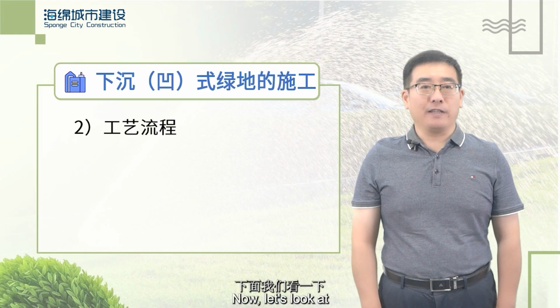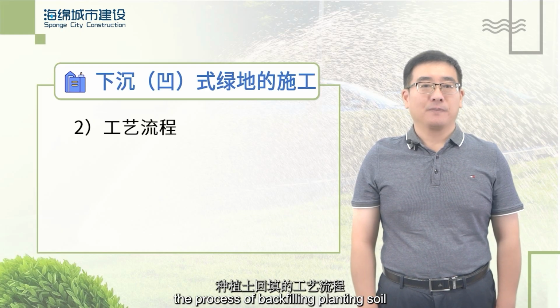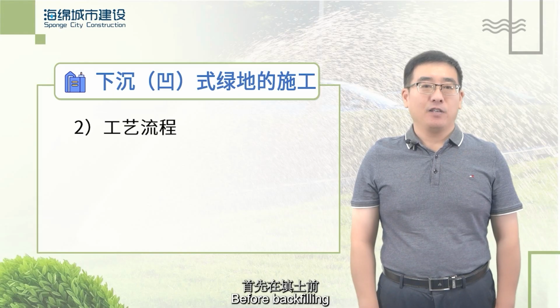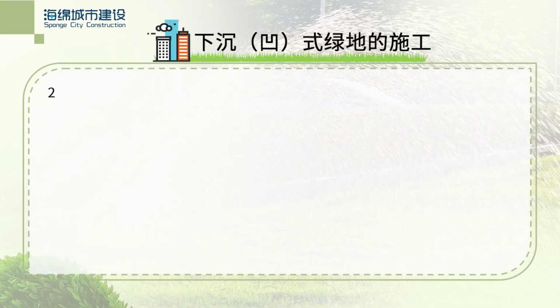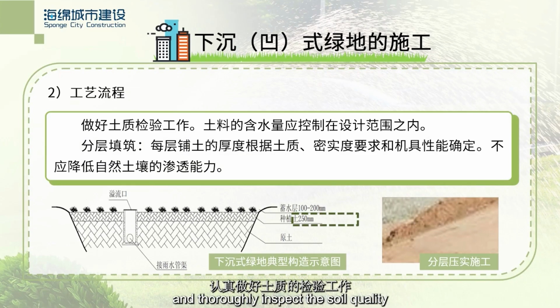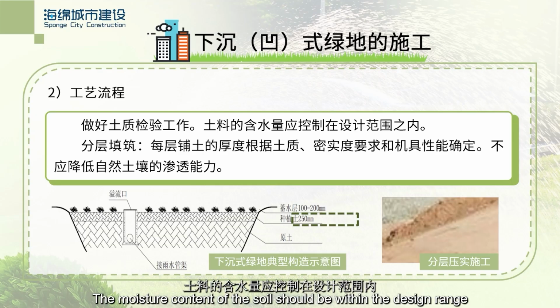Now, let's look at the process of backfilling planting soil. Before backfilling, remove any debris from the base soil and thoroughly inspect the soil quality. Check the type, particle size, and presence of debris in the backfill soil. The moisture content of the soil should be within the design range.